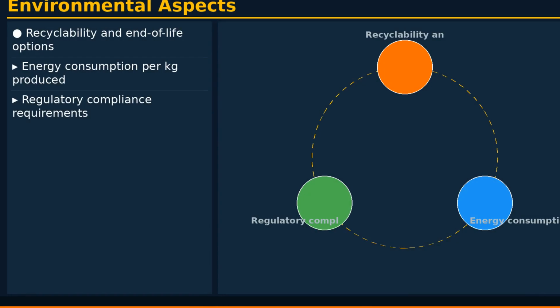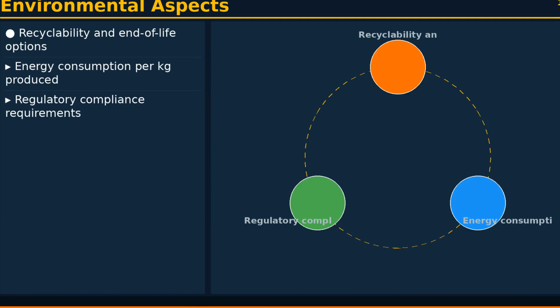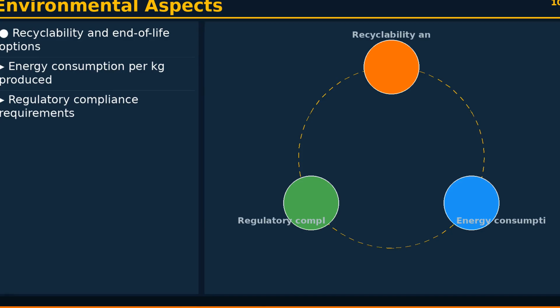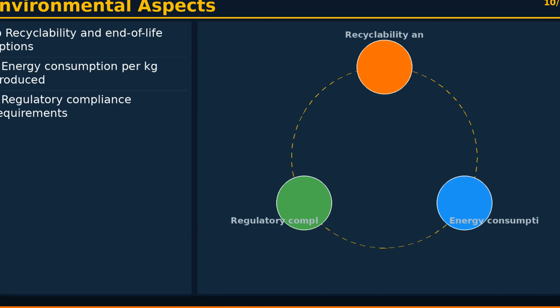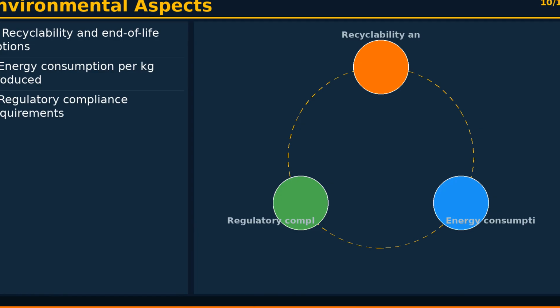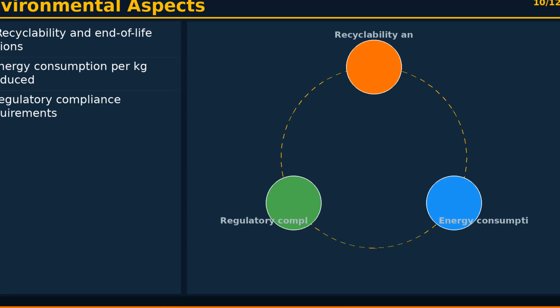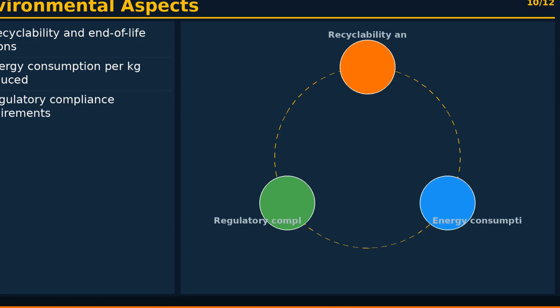Environmental considerations for tensile testing of plastics on UTM machine focus on recyclability, energy use, and regulatory compliance. Life cycle analysis shows that energy-efficient processing reduces carbon footprint significantly. Compliance with environmental regulations is mandatory for all industrial operations.